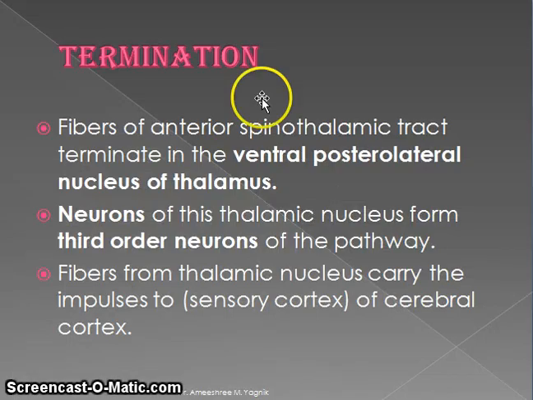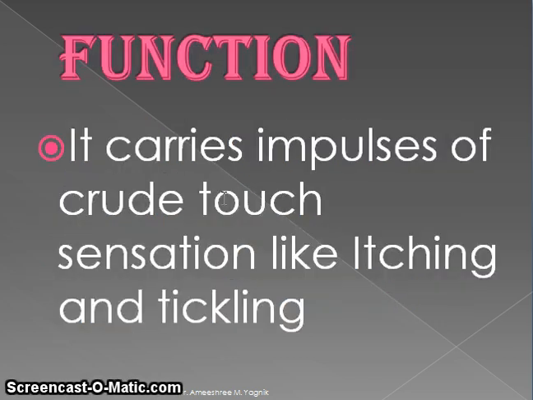Okay, now termination. The fibers of the anterior spinothalamic tract terminate in the ventral posterolateral nucleus of the thalamus. Neurons of this thalamic nucleus form the third order neuron of the pathway. Fibers from the thalamic nucleus carry the impulses to the sensory cortex of the cerebral cortex. Important function: it carries impulses of crude touch sensation like itching and tickling. Crude touch sensation is generalized touch, whereas with fine touch you will be able to locate the place on which the touch sensation has begun.